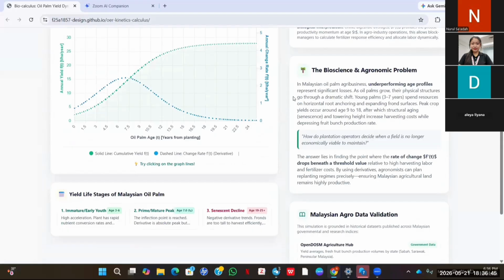Section 5 is bioscience and agronomic problems. This section discusses real agricultural challenges in Malaysia such as disease, infection, climate change, and declining soil quality. These factors can reduce palm oil production.